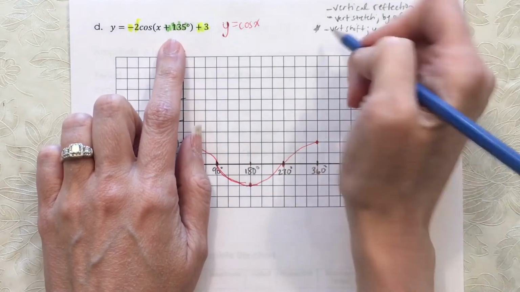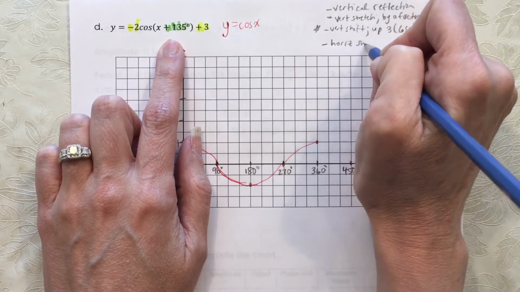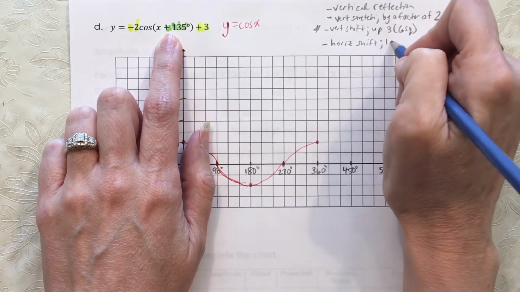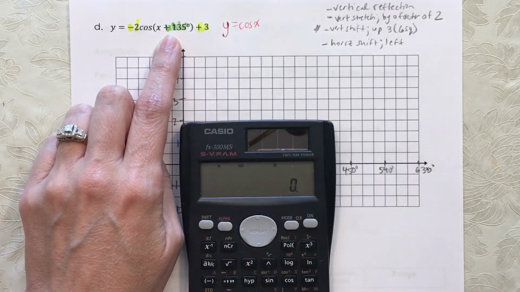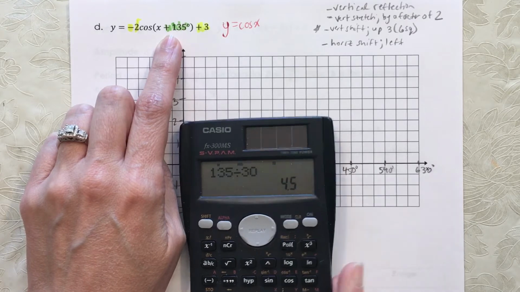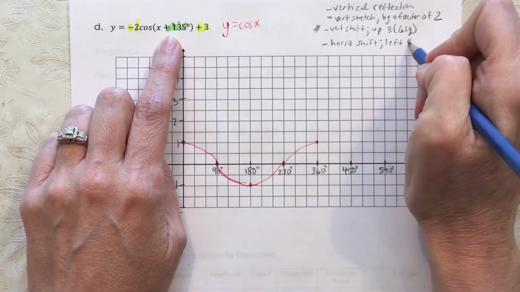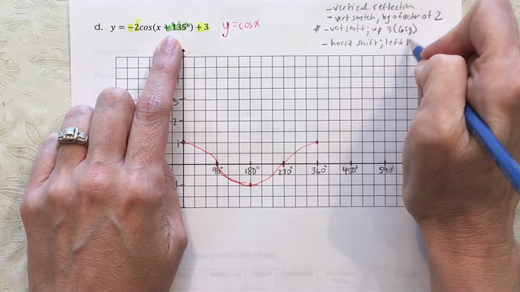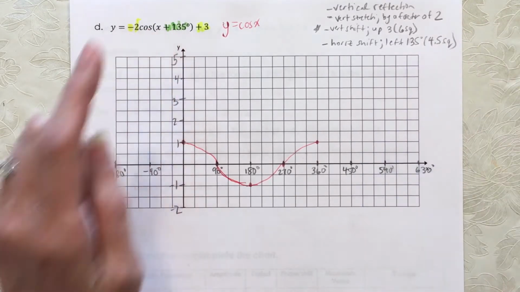And then the green is a horizontal shift, and it's left because it's plus, and then you have to do 135 divided by 30 to see how many squares it is. So that's 4.5. So it's left 4.5. Well, first let me write left 135 degrees, which is 4.5 squares.